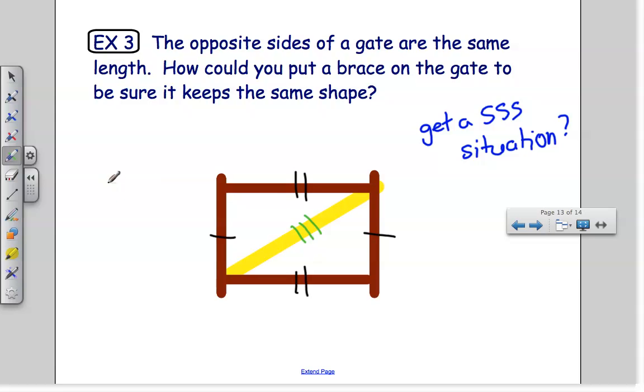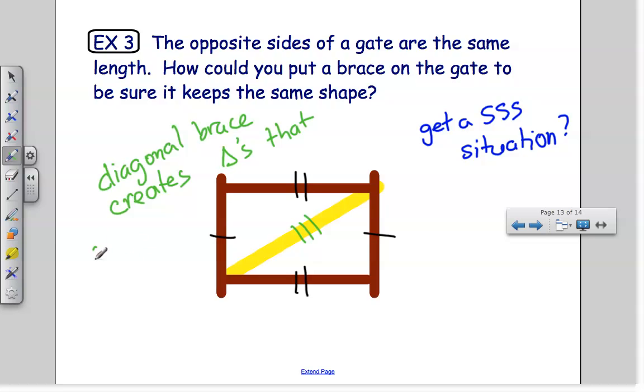So a diagonal brace would be kind of the solution here, because it creates triangles that are congruent by side, side, side. And actually, to help even more, put another diagonal brace, and now it's as sturdy as it can be. Alright, so that's using side, side, side as a congruence shortcut to proving that triangles are congruent.